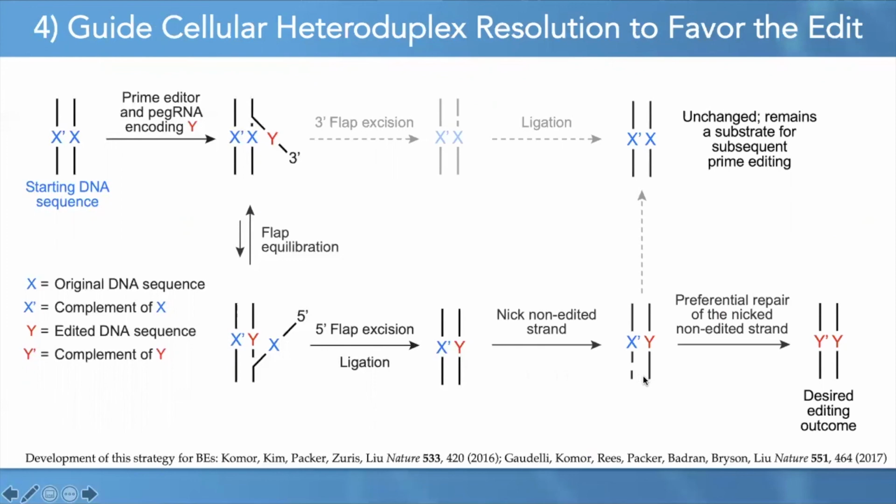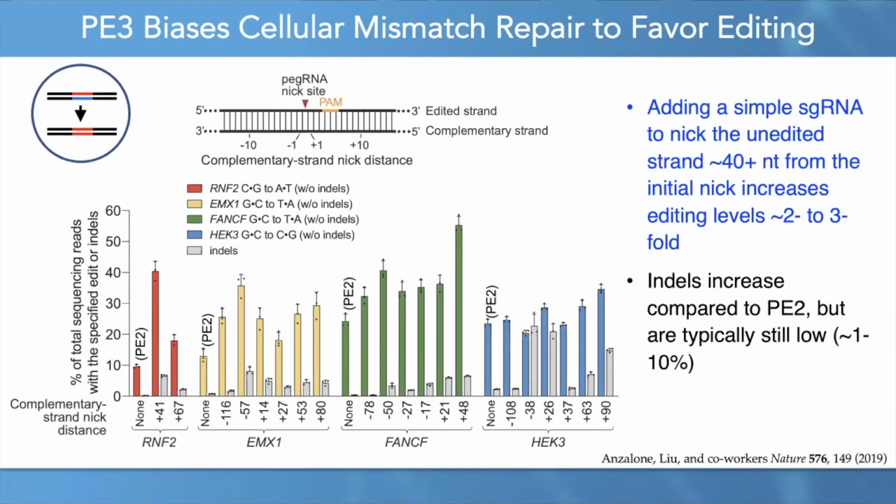as a template. Because the PE2 system already relies on a Cas9 nickase, introducing an additional nick to target the unedited DNA strand was only a matter of additionally including a standard sgRNA in our prime editing experiments. We found that including this additional nick targeted to the unedited strand increased prime editing levels 2 to 3-fold greater than levels seen with PE2.